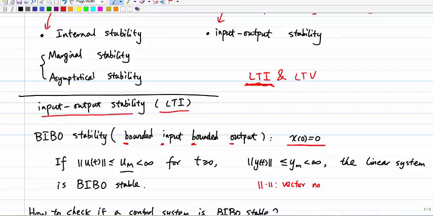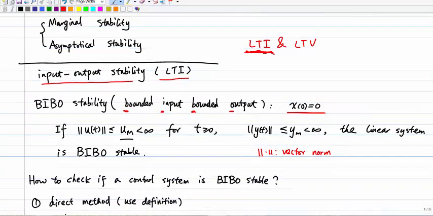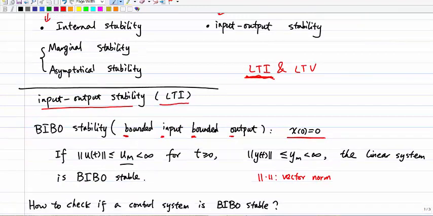I mentioned the vector norm in the mathematical background part. It can be any norm, the 2-norm, p-norm, whatever, as long as it is a norm. So if a bounded input, which means a bounded norm of the input, implies a bounded output, in other words a bounded norm of the output, then the linear system is called BIBO stable. Again, under the condition that the initial condition is 0. So that's the definition.